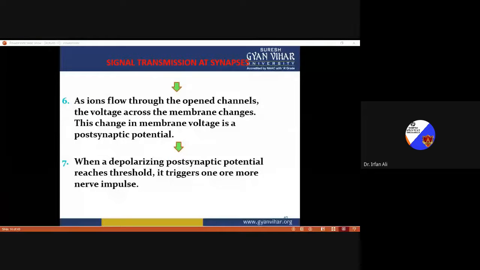As ions flow in through the open channel, the voltage across the membrane changes, or the membrane potential changes. This change in membrane voltage is a postsynaptic potential. When a depolarizing postsynaptic potential reaches the threshold level, it triggers one more nerve impulse. So now the chemical signal is converted into the electrical signal.